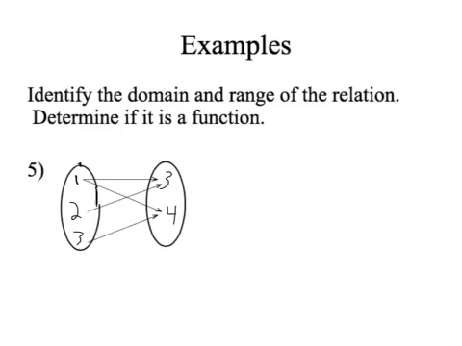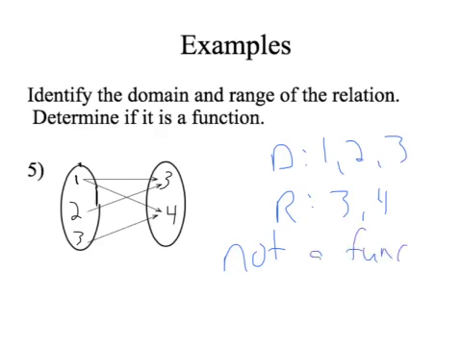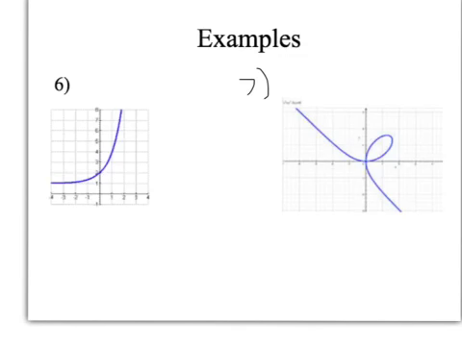Look at our second one. Our domain would be 1, 2, and 3. Our range would be 3 and 4. It's the right hand side. And then let's look at 1. 1 goes to 3 and 4. Right? If something on the left hand side goes to two different things on the right hand side, that makes it not a function. That means our domain is repeating or cheating on the range. Domains can't cheat.